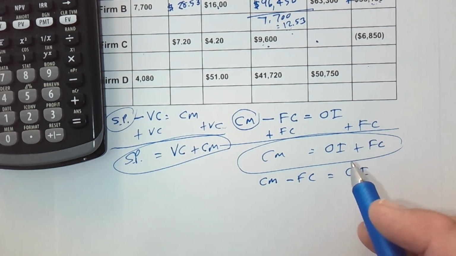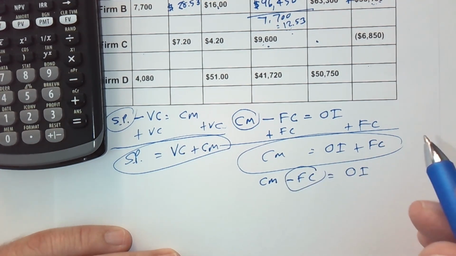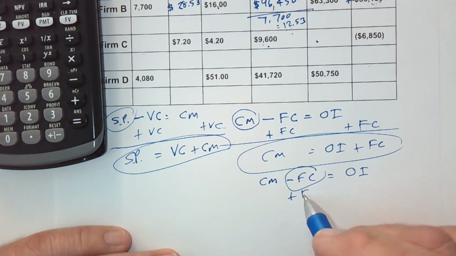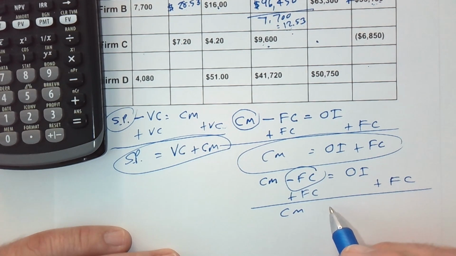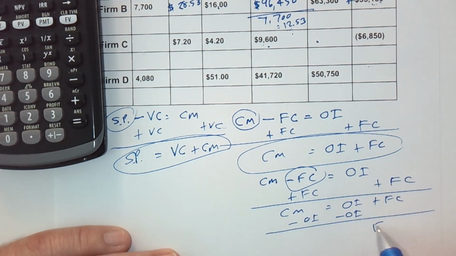And in this case, we want to find the amount of the fixed costs, right? Either way I can do it. I can add fixed costs to both sides. And that gives us contribution margin is equal to operating income plus fixed costs. And then if I subtract operating income from both sides, that's going to give us fixed costs are equal to the contribution margin minus the operating income. So that's how I'm going to find the fixed cost.